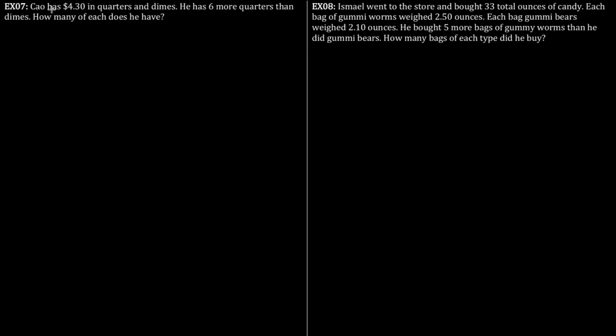Cool. So Cal has $4.30 in quarters and dimes. He has 6 more quarters than dimes. How many of each does he have? So first thing that you should probably do is label. So I'm going to put quarters in blue, 6 more quarters than dimes, and then number of dimes, and it gives us a total right here of $4.30, and wants to know how many of each he has.